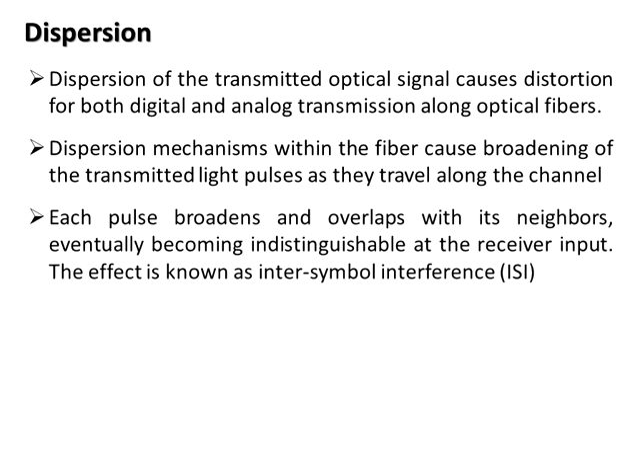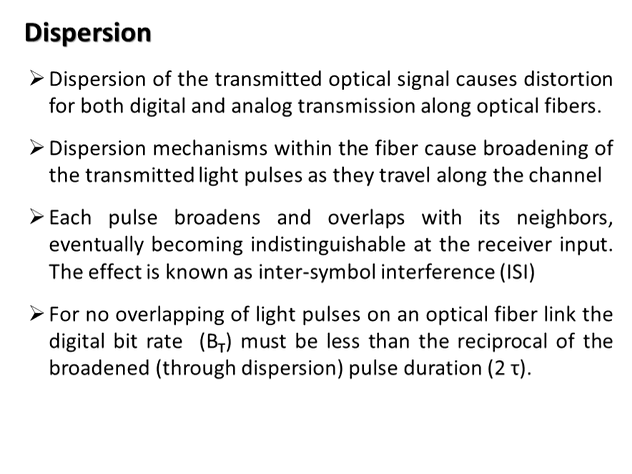So when we transmit multiple pulses, because of broadening of the pulse, two pulses will overlap each other. And at the receiver, it will be difficult to identify the pulses. So this effect is known as inter-symbol interference.